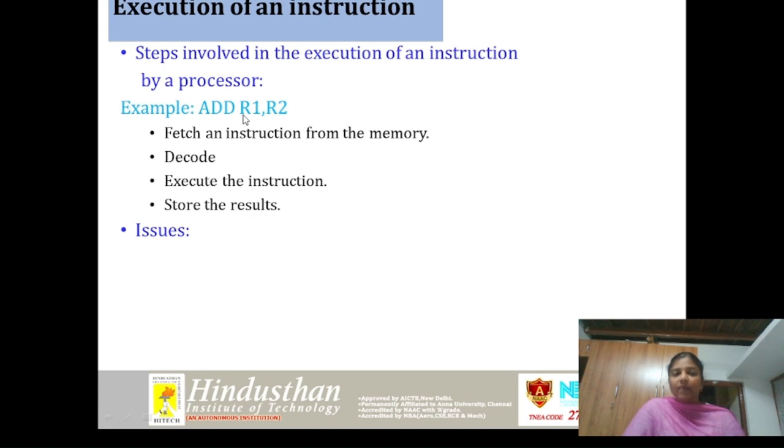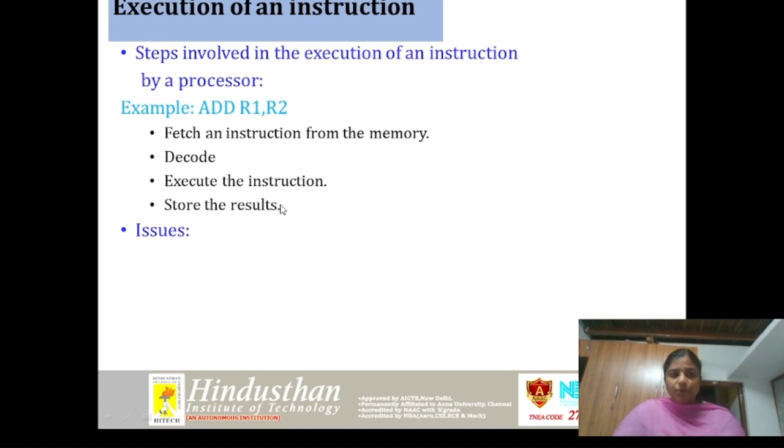So it will add the values of R1 and R2, and at last the values after adding will be stored into any of the registers. Consider R2, and this will be stored as a result. So these are the steps in the execution process.